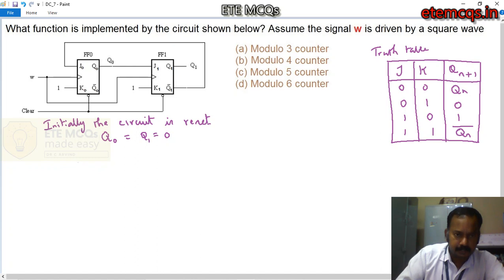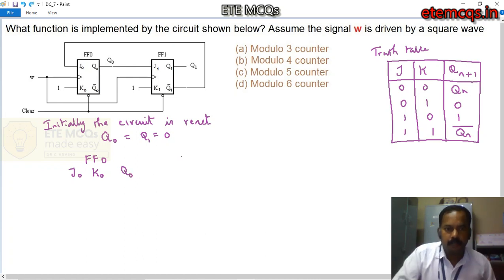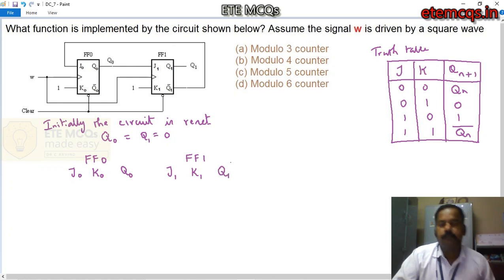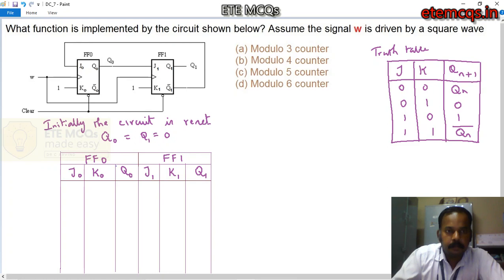Now let us construct the table. The first flip-flop is represented by FF0. The inputs are J0, K0. The output is Q0. And similarly, the second flip-flop is represented by FF1. The inputs are J1, K1, and output is Q1. Let this be the table that corresponds to the output of the flip-flops FF0 and FF1 along with the inputs.